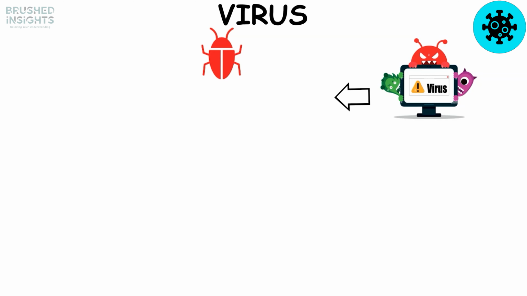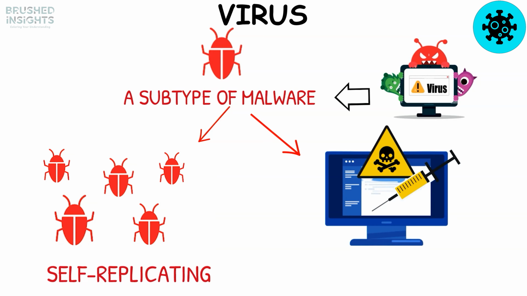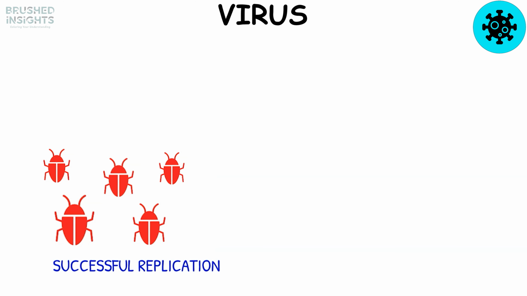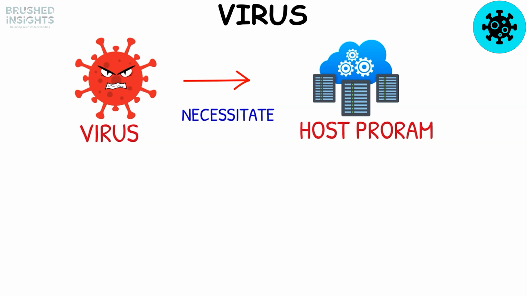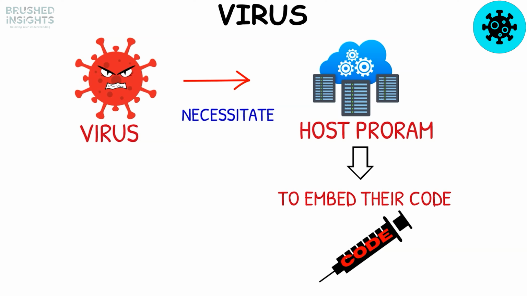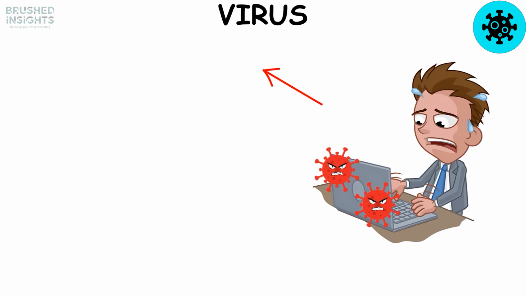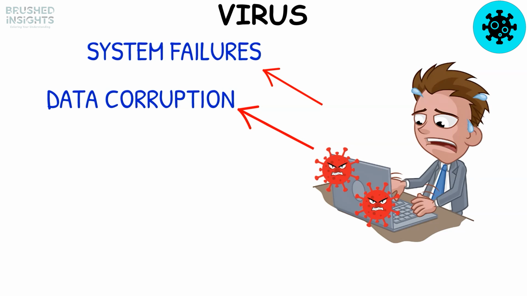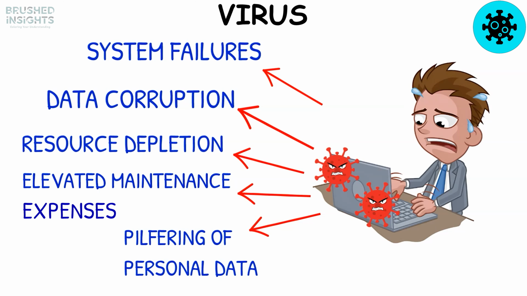Virus. A computer virus, a subtype of malware, operates by self-replicating when activated, altering existing computer programs and injecting its own code into them. Successful replication results in the affected sections being termed infected, akin to biological viruses. Typically, viruses necessitate a host program to embed their code, and upon the host program's execution, they execute their own code initially, leading to infection and harm. Their actions commonly lead to system failures, data corruption, resource depletion, elevated maintenance expenses, or the pilfering of personal data.